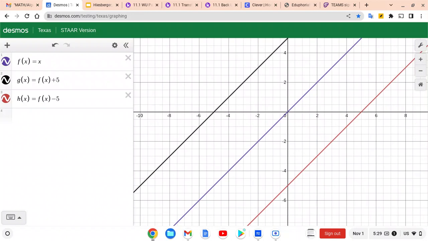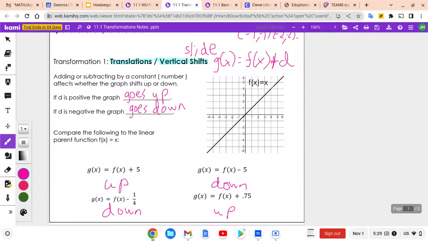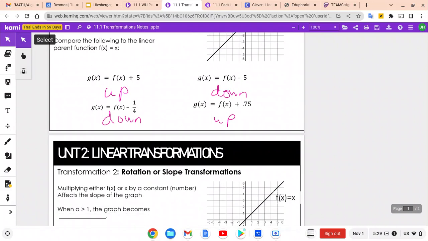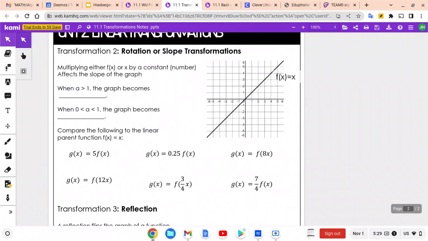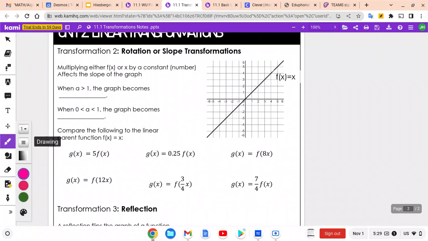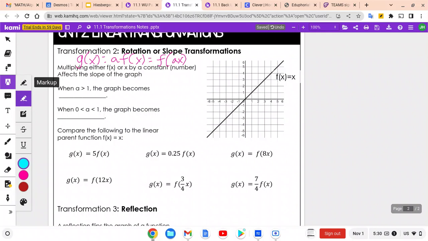Now we're going to move on to the next transformation, which is rotation. You think of rotation like spinning or turning. What this looks like is that g of x is f of x multiplied by a. You could also put the a inside the parentheses with the x, but it's basically multiplication. And here's the pro tip: a is actually just the slope.